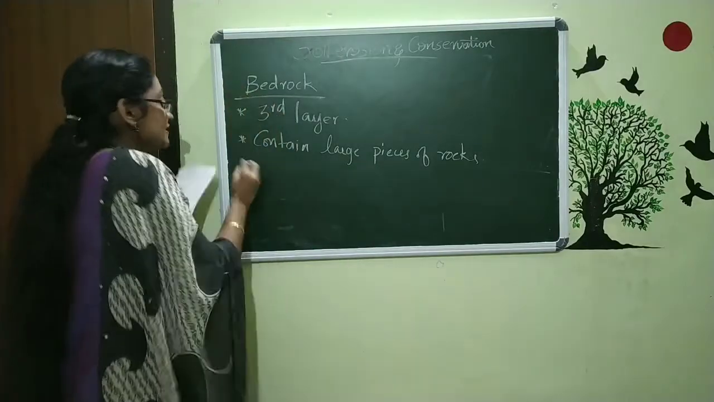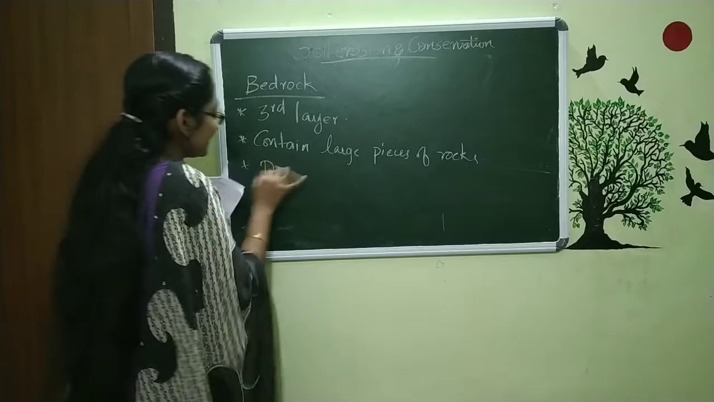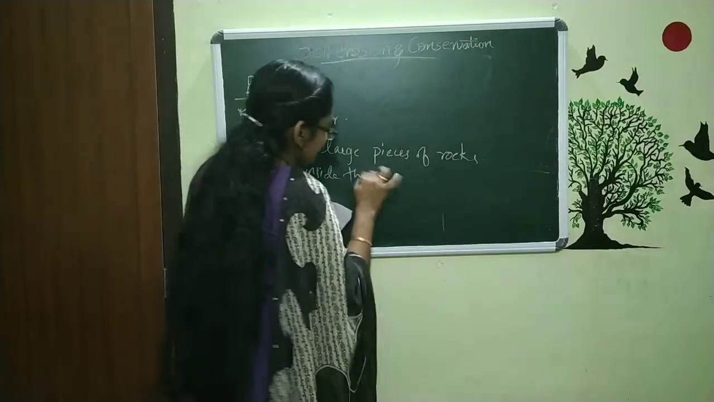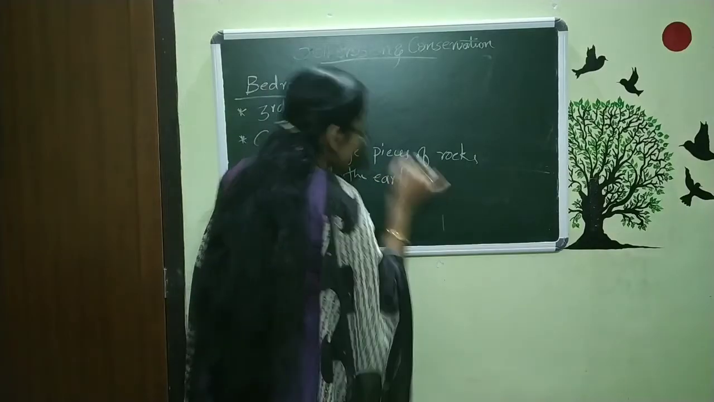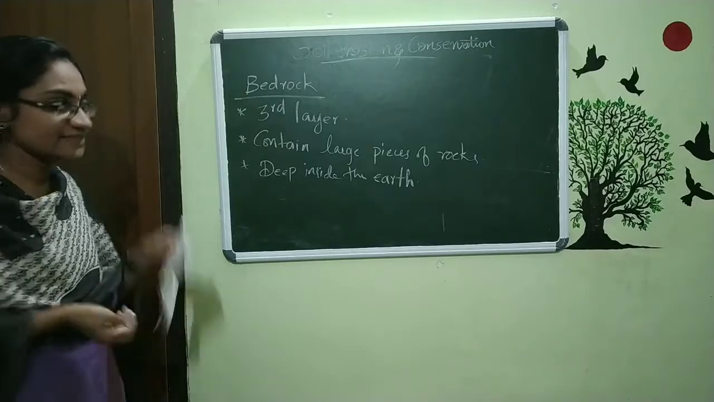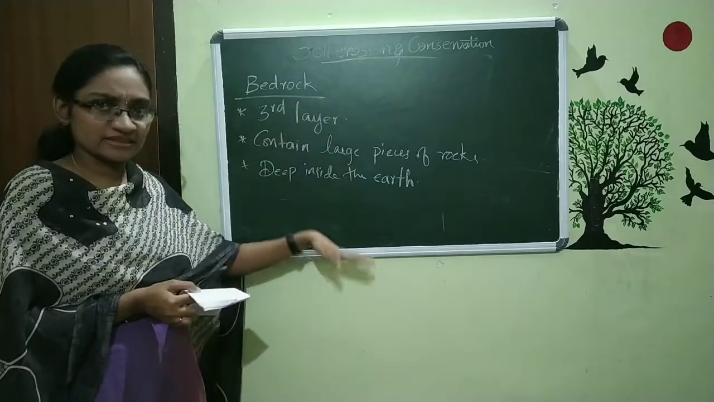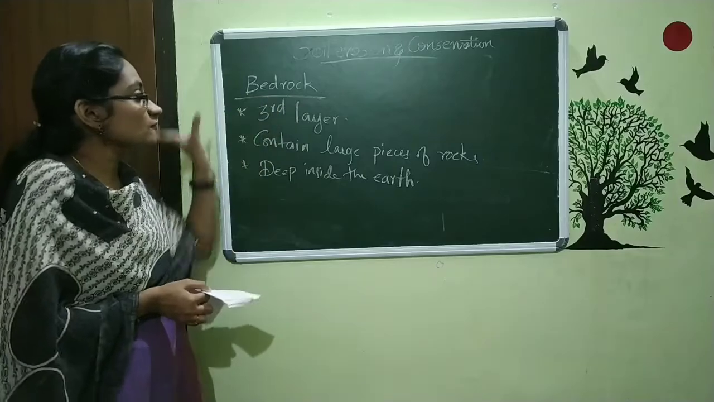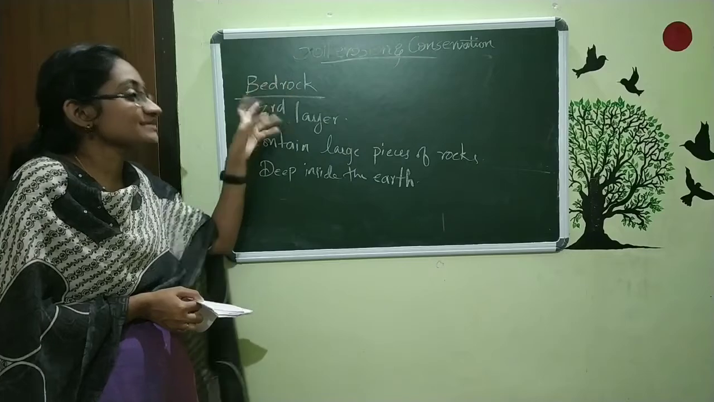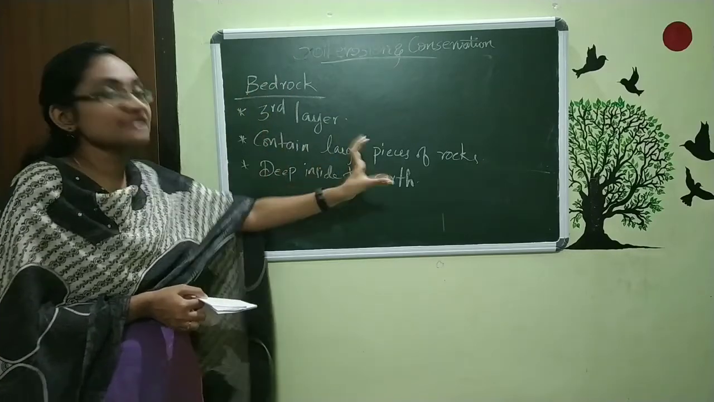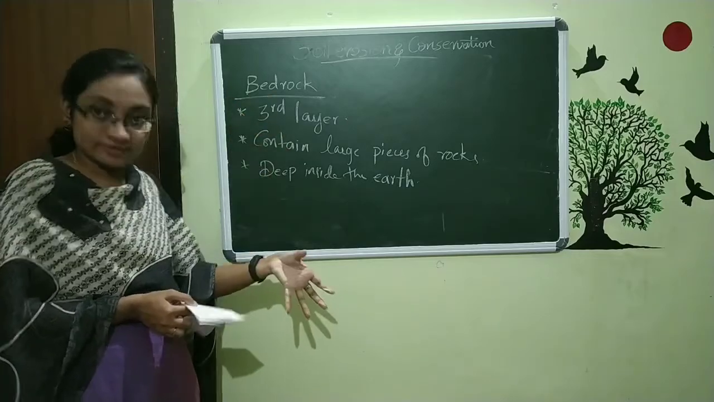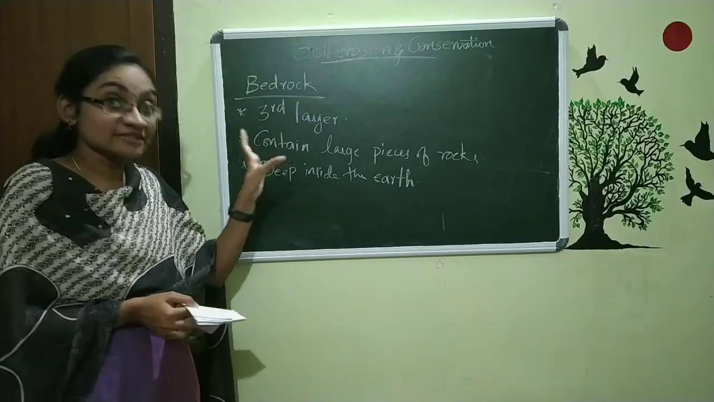We can say this bedrock is present deep inside the earth. That means it is the bottom layer, the last layer. That is the meaning of this. So for the bedrock also, only a few points are included: the first is that this is the third layer, it contains large pieces of rocks, and the third point is that it is present deep inside the earth. So this is all about the soil profile.